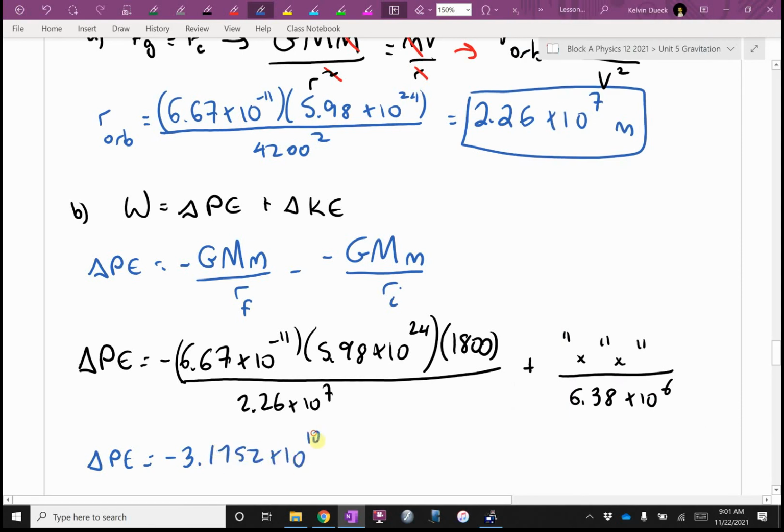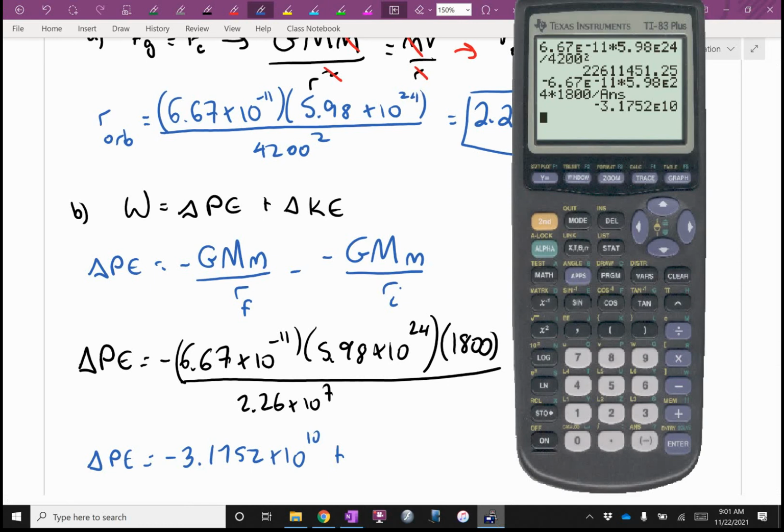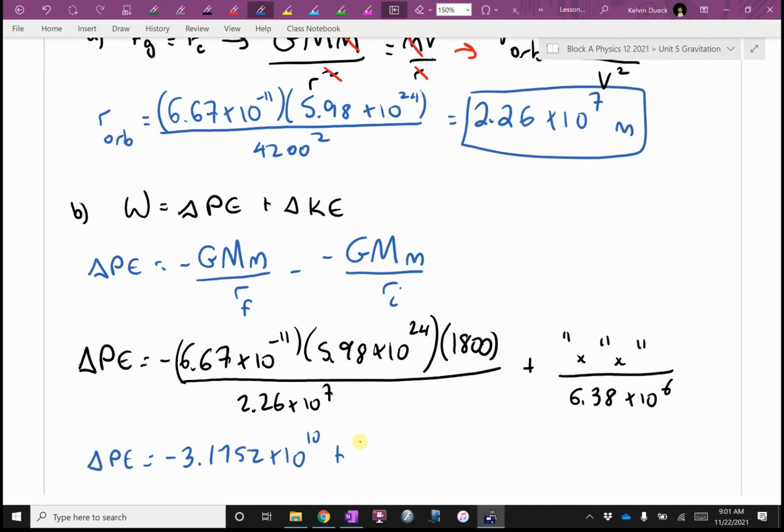3.1752 times 10 to the 10th plus. And then, Naomi, what we said is we're going to backspace and edit because all of the numbers are identical. We're just going to delete the negative because the second term is positive, and change the denominator and put the new one that we want and hit equals. And I get 1.1253 times 10 to the 11th. And I hope you're all at the stage where you can get those now.